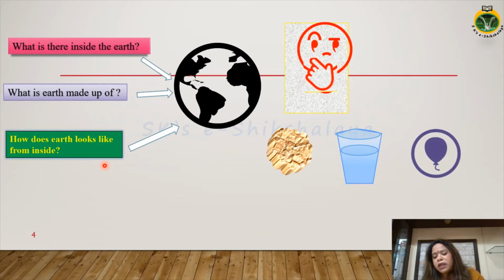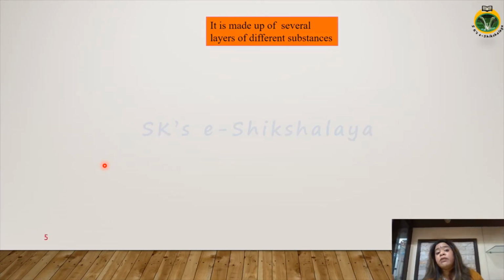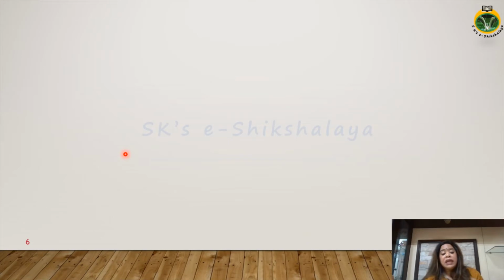But remember one thing, earth is neither a single piece of rock, nor is it completely filled with liquid, nor completely filled with gas. Then what is it made up of? That's the question. It is made up of several layers of different substances. So you can see in the picture there are several layers below the surface of the earth. Now let's see how the interior of the earth looks.